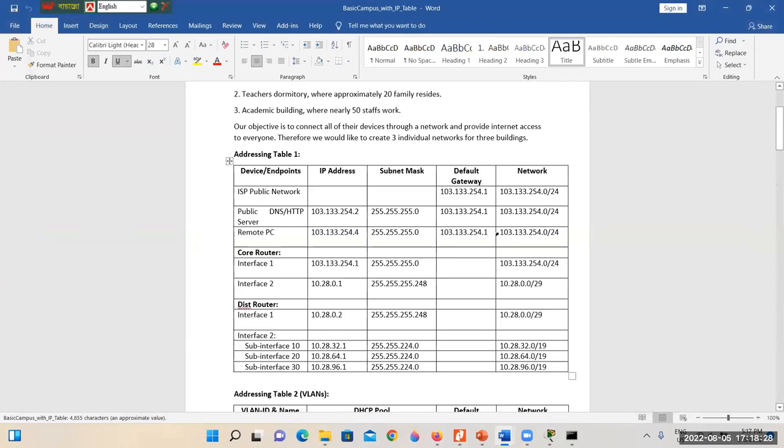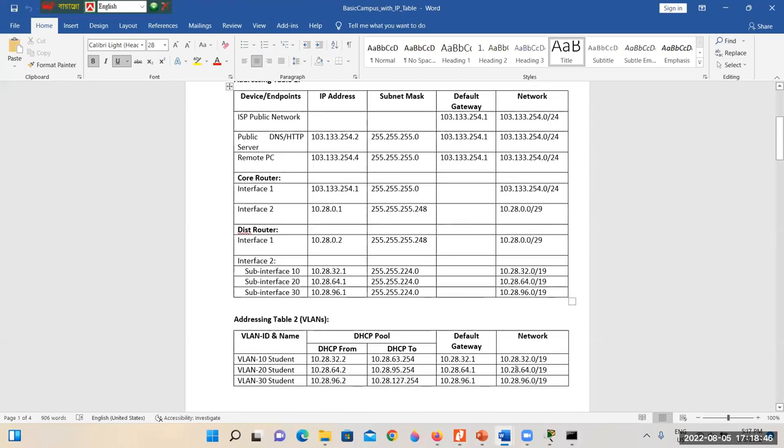So you can see here the host IP address, this is the basic IP address, and this is the subnet mask. How can you get this subnet mask? Here someone used 255.255.0 and someone used 255.255.248 and someone used another type of subnet mask. Why?